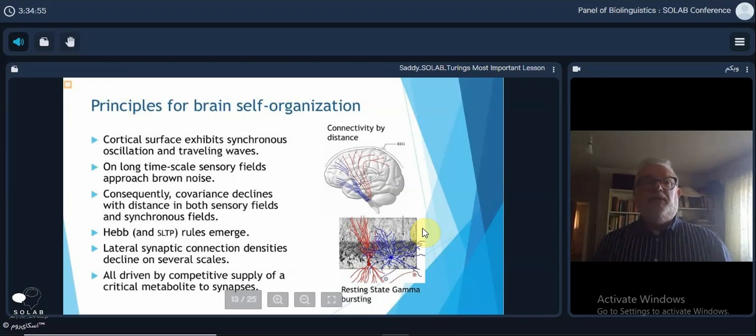We get the opportunity then for Hebbian learning rules to emerge through this tension between these regions, and lateral synaptic connection densities decline. So long-range densities decline, and short-range connectivity is reinforced, and the whole thing is driven by a competitive supply of critical metabolite to the synapses, just as we saw for the neuron itself. So this is an example of this scale frustration.